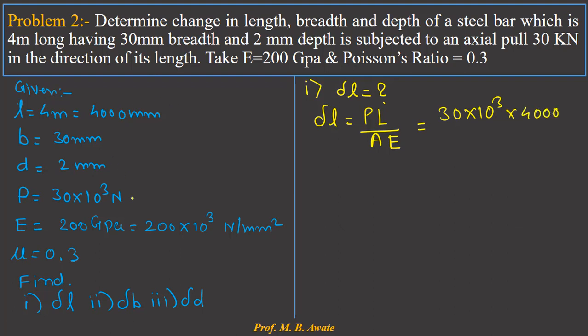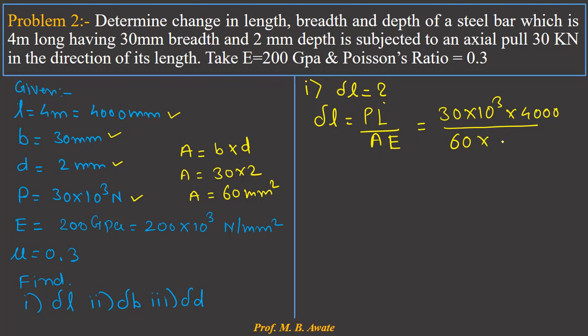See here, this is the value of P, this is the value of length, divided by the area. Now what is the area? Area will be the product of breadth into the depth. So I can write here B into D. So it is equal to 30 into 2. So I will be getting the value for area as 60 mm square. So this is the value as 60, and E is equal to 200 into 10 raised to 3. So I am getting the value for delta L as 10 millimeters.